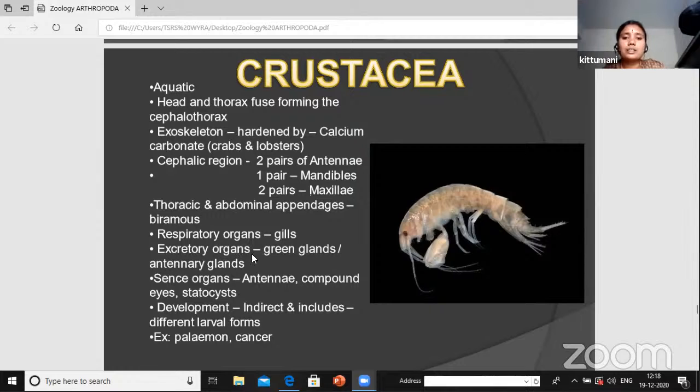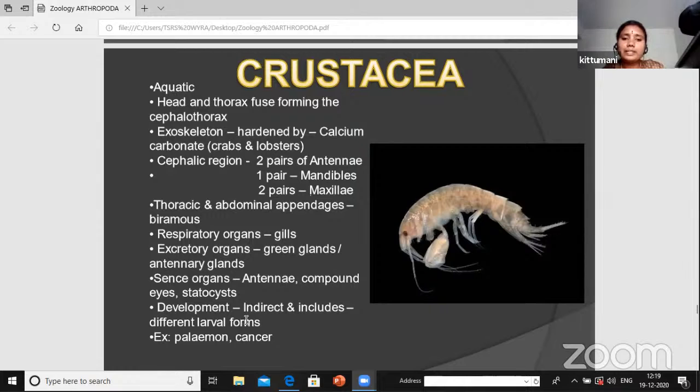Excretory organs: green glands or antennary glands. Green glands and antennary glands. Sense organs are the antennae and compound eyes, and statocyst in some organisms. Antennae is the sensory organ we know, compound eyes and statocyst.